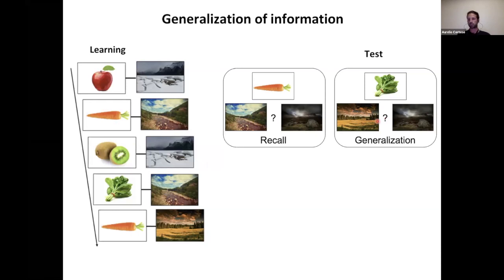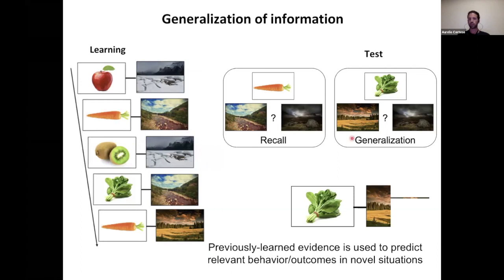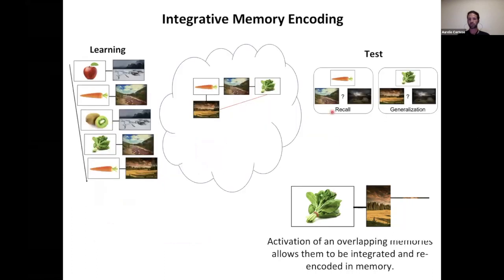So in that case, your brain will most likely try to use previously experienced evidence to predict which one would be the best answer. And if you think about it, there's one simple way to do this: link memories together. You've experienced the spinach with the river in the past, you've experienced the carrot with the river, but you've also experienced the carrot with this field. So the carrot creates this link, and now you might be able to link those two separate memories, and this might aid generalization. Activating overlapping memories can allow them to be integrated together and re-encoded in a new memory, essentially.